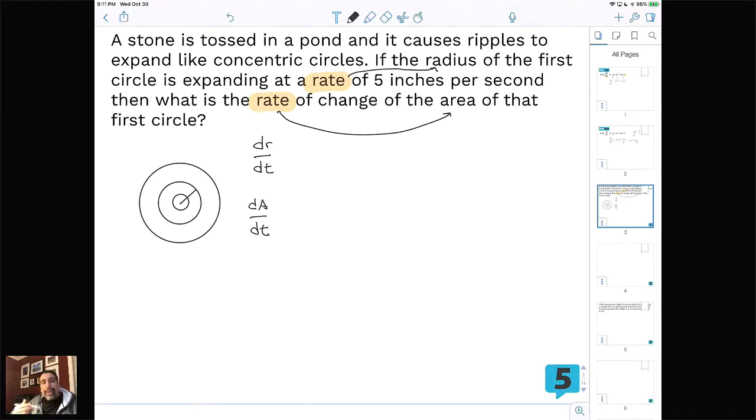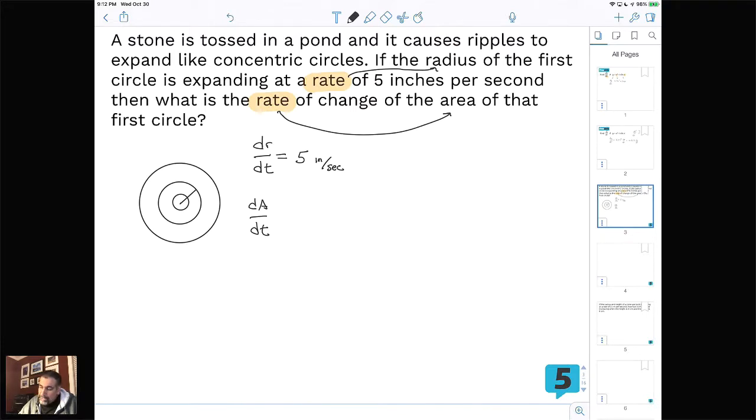The next thing we're going to do is go back and read again, and try to get all the other information that's in this problem. We're told something about dr over dt in this problem, and dr over dt ends up being 5 inches per second. So that's what we've got. The next thing we're looking for, as we read the rest of the problem, is whether there's anything else that we've missed. As you read it, a stone tossed into a pond causes ripples to expand like concentric circles. Not really a lot I can change there mathematically. If the radius of the first circle is expanding at a rate of 5 inches per second, that's our dr over dt equals 5 inches per second. So we're all set there.